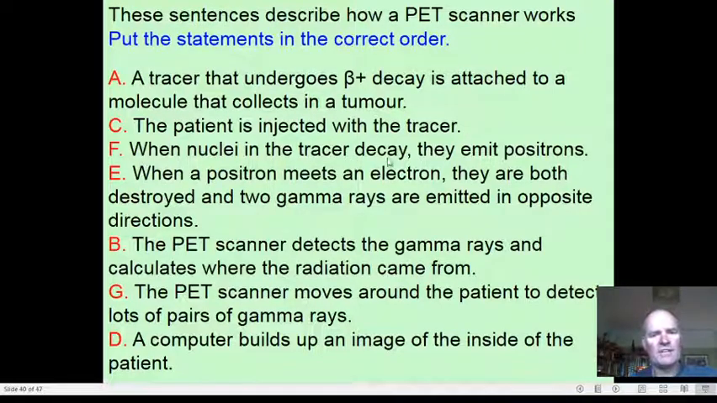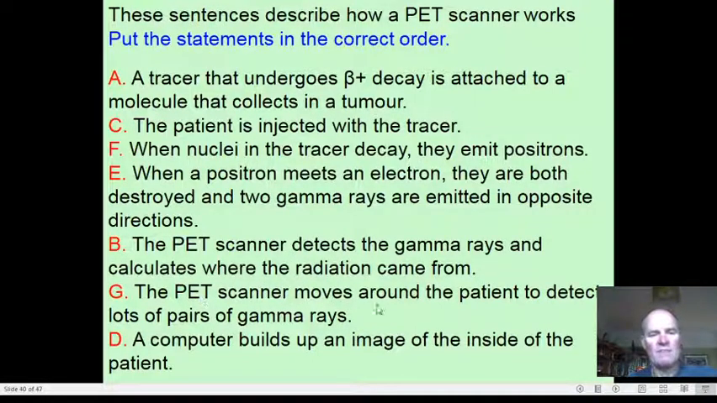When nuclei in the tracer decay, they emit positrons. When a positron meets an electron, they are both destroyed. You might have used the word annihilation, but I'm short of space. And two gamma rays are emitted in opposite directions. The PET scanner detects the gamma rays and calculates where the radiation came from.